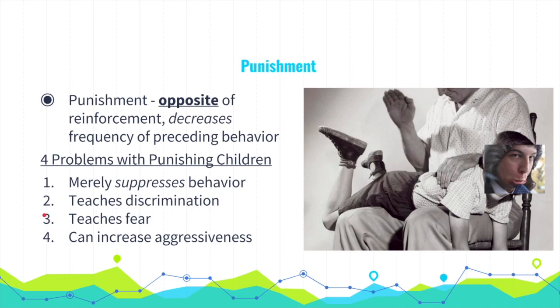The fourth problem is that punishment can teach aggressiveness, and you can see an aggressive form of punishment on the right with Frank in that picture. Aggressive delinquents tend to come from abusive families, so aggressive punishment is not recommended.